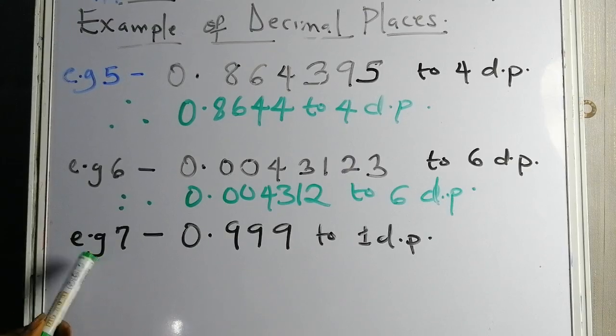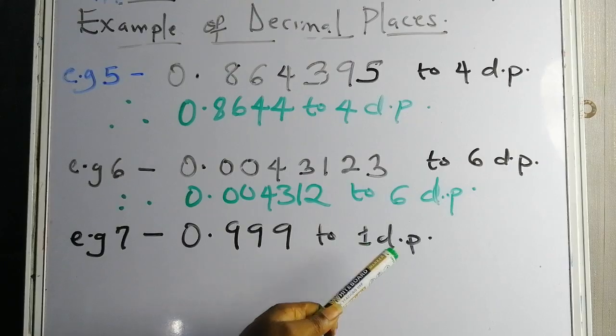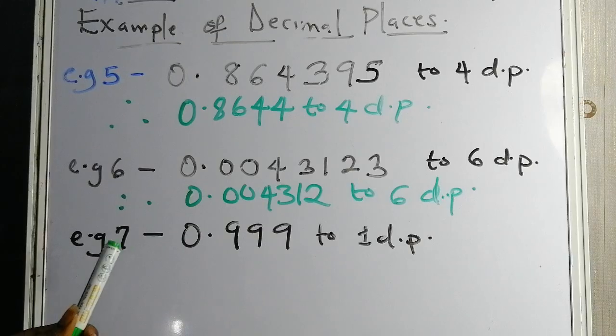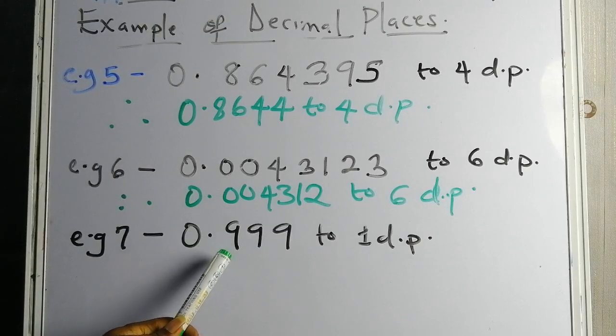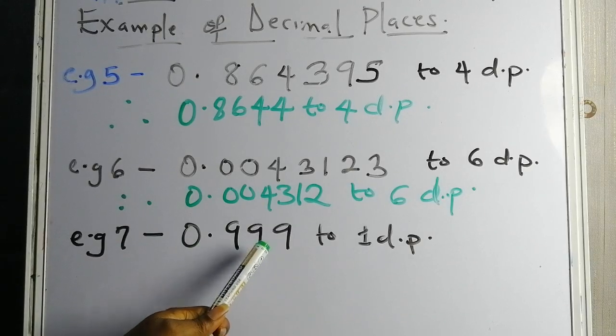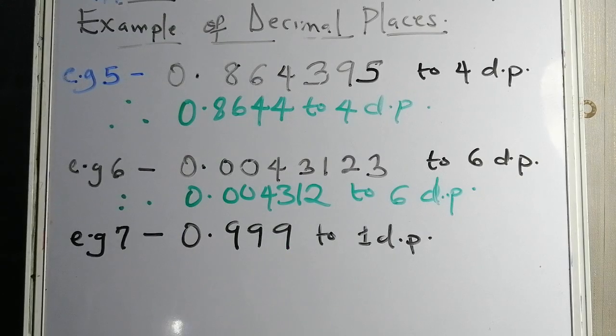Now example 7 is a little bit tricky. To one decimal place. Now look at it very well. How many decimal places do we have here? 1, 2, 3. That's 3 decimal places. But the question says to one decimal place.